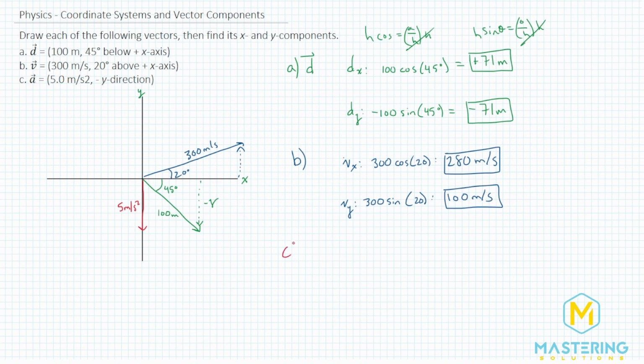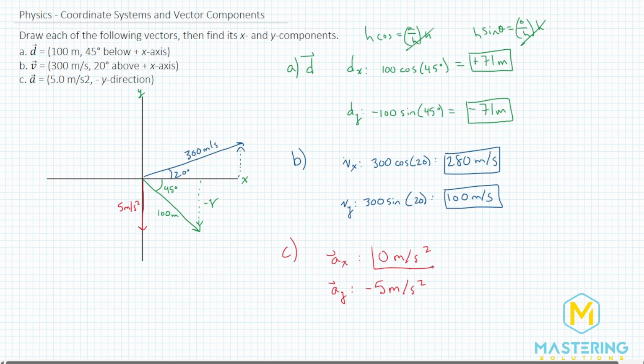Lastly, for vector a, we only have a y direction, so this one's pretty easy. A sub x: there is no x component to it, so it's 0 meters per second squared. The a vector in the y direction is only y, and it's in the negative y, so it's negative 5 meters per second squared. So here are all your answers for vectors a, v, and d for the x and the y components.